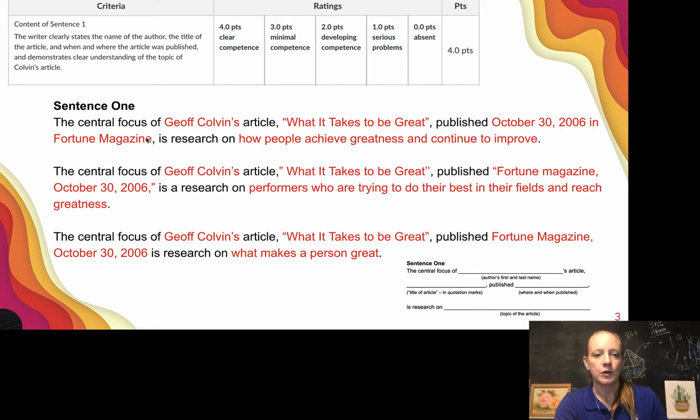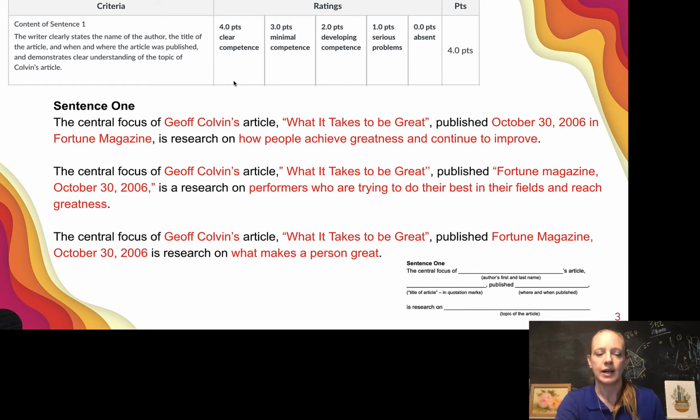So this first person wrote, "is research on how people achieve greatness and continue to improve." So the question is, does that demonstrate a clear understanding of the topic of Colvin's article? Is his article about people achieving greatness and how they are able to continue to improve? And I would say yes. That does a pretty good job of explaining what the article is about. So this sentence here, I would give it a 4.